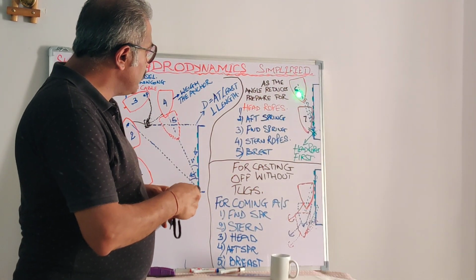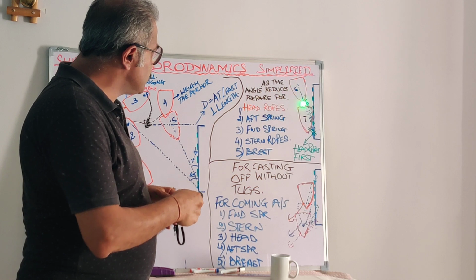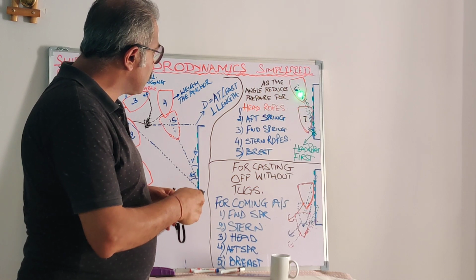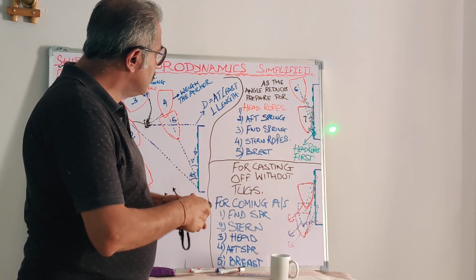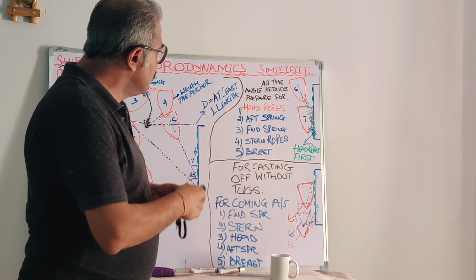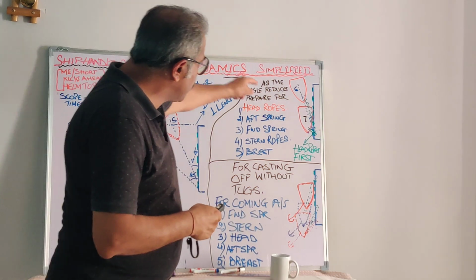As the vessel comes from figure number 6 to figure number 7, you start reeling out your head ropes and give them to the shoreman, the lineman. He will hook up the head ropes over here. Once the head ropes are tied up, you start working on the head ropes.